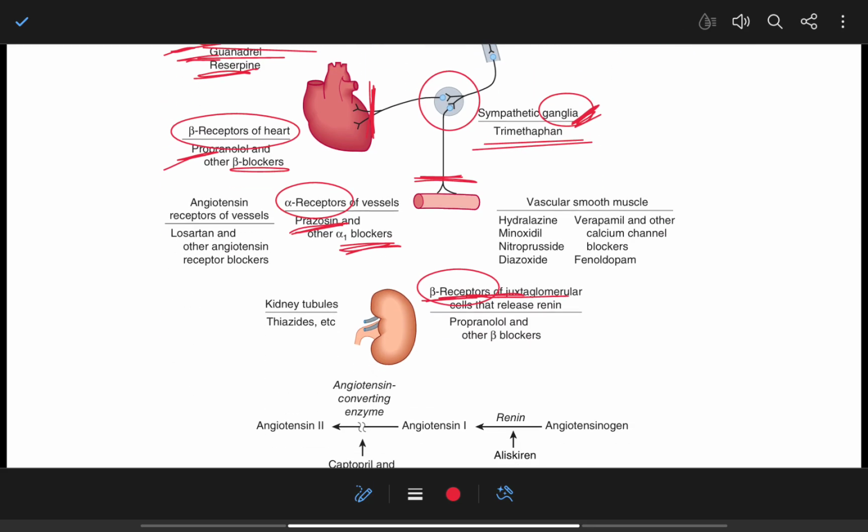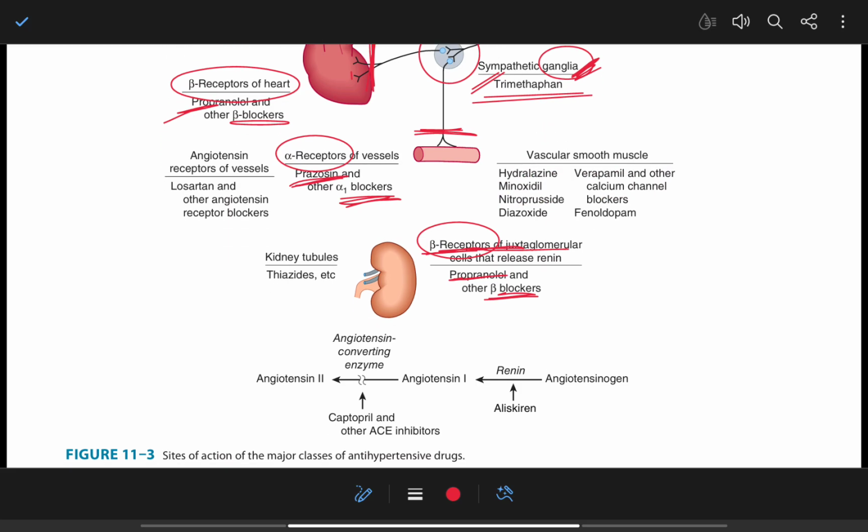Then we also have the direct vasodilators. You can see here, this is your vascular smooth muscle. We have the direct vasodilators: hydralazine, minoxidil, nitroprusside, diazoxide. We have verapamil, calcium channel blockers, fenoldopam. All these ones are direct vasodilators. We will look at them as we proceed.